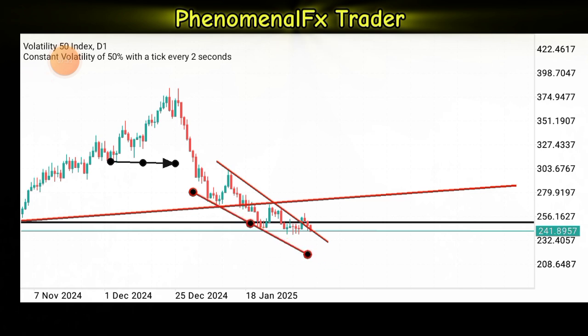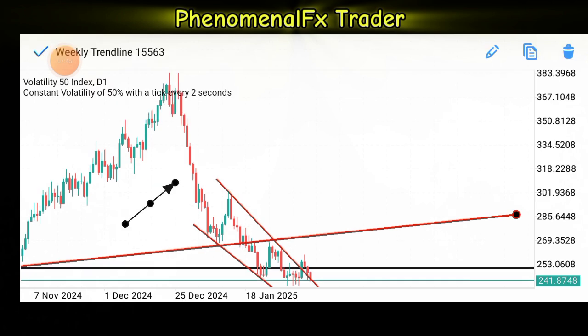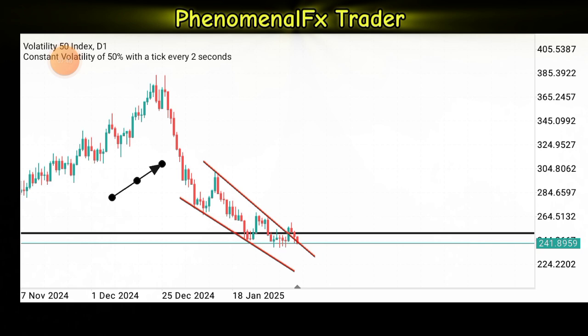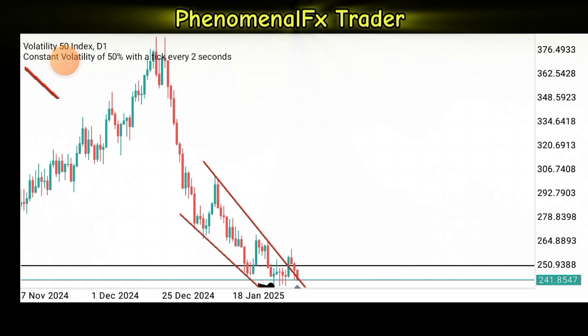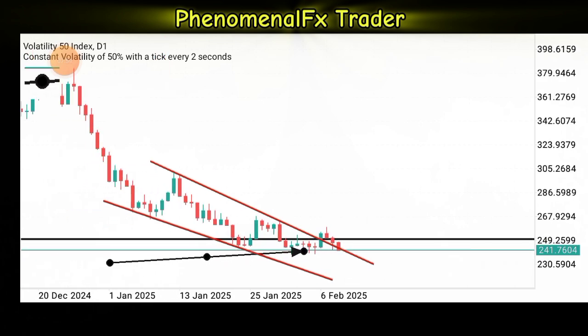Now I would want to remove this weekly time frame trend line to avoid making the chart look dirty, because we don't really need it at the moment. So I'll take this out. This is what we have on the daily time frame. It shows us that there was a breakout and the market is actually coming to retest this zone where it has been rejecting previously. You can see where the market has been rejecting this zone here. So even yesterday's candle still rejected.